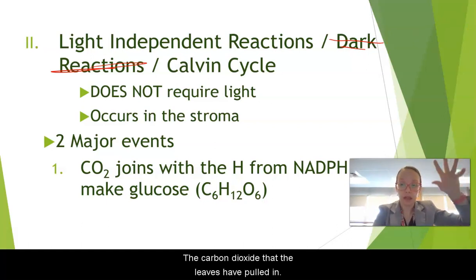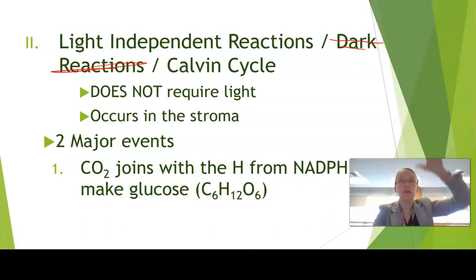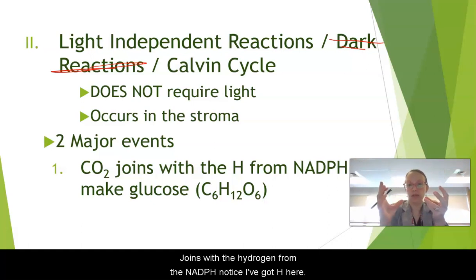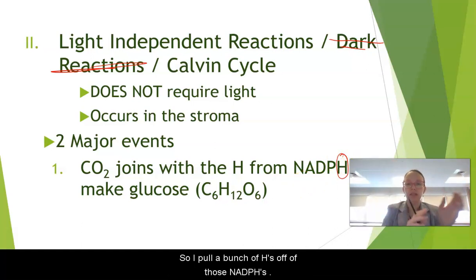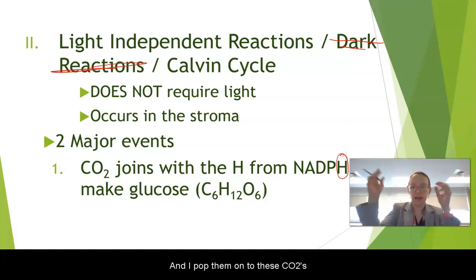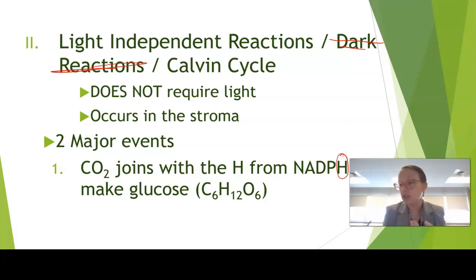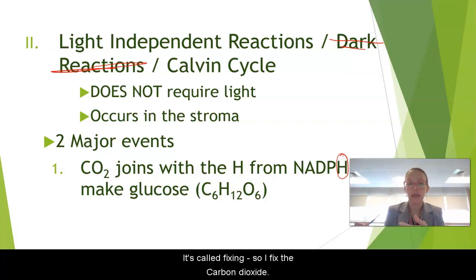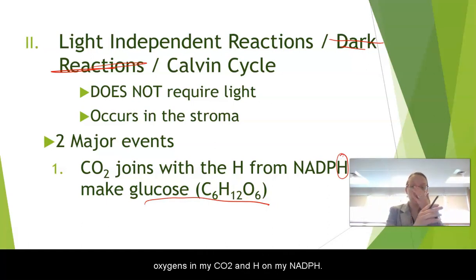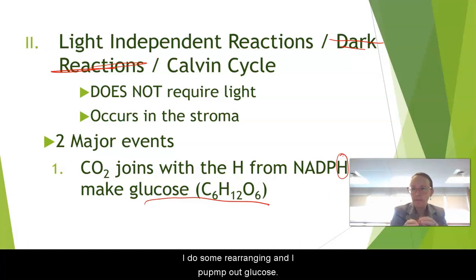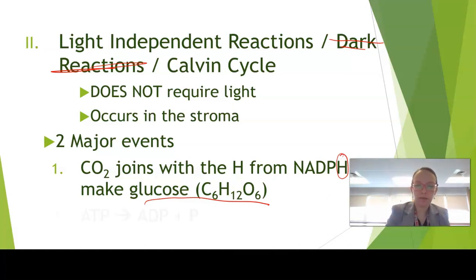Right? So carbon dioxide that the leaves have pulled in comes in and it joins with the hydrogens from that NADPH. Notice I've got H's here. So I pull a bunch of H's off those NADPHs and I pop them onto these CO2s. It's called fixing. So I fix that carbon dioxide and I make glucose, C6H12O6. Notice I've got carbons and oxygens in my CO2 and then I have H's. So I do some rearranging and I pump out that glucose.